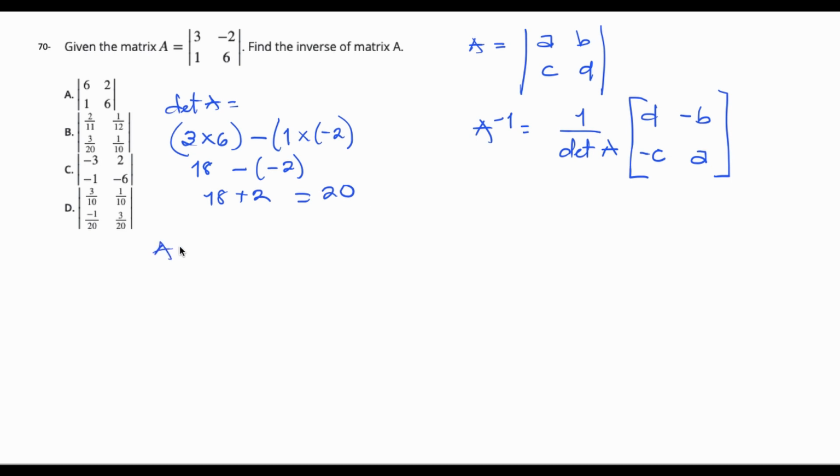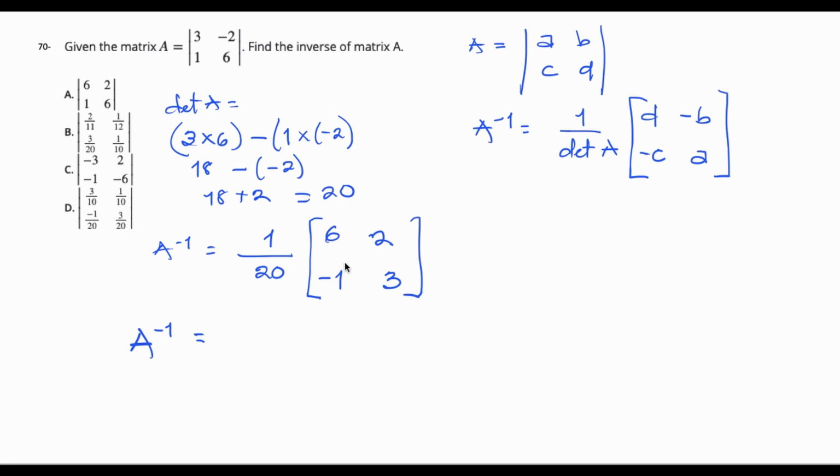So now the inverse of A equals 1 over the determinant of A, which is 20, multiplied by, so we flip the elements of this diagonal here. So this is going to be 6 and 3 here. And then we multiply this by minus 1. So minus 1 times minus 2 equals 2. And minus 1 times 1 equals minus 1. So we're almost there.